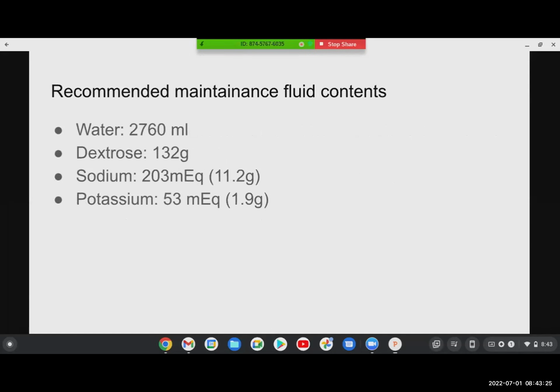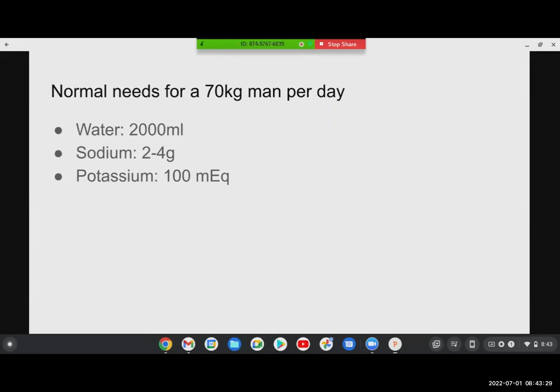As I said, this is the recommended maintenance fluid content, but the normal needs for a 70 kg man per day is water 2000 ml, sodium 2 to 4 gram, and potassium 100 milliequivalent, as compared to the former.